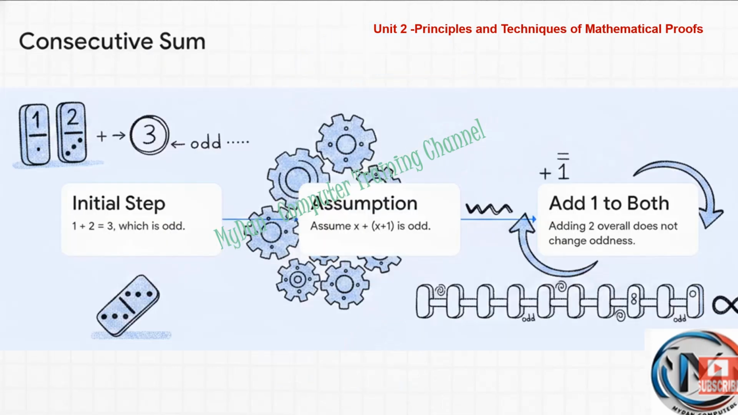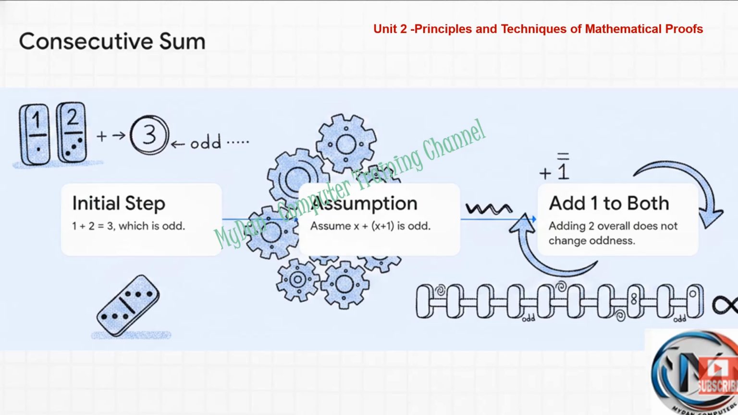Okay, here's how we elegantly knock them down using induction. Step 1, our initial step. Let's test the very first consecutive integers, 1 and 2. 1 plus 2 equals 3. 3 is odd. The first domino has officially fallen. Step 2. We assume this is true for some random number x. So, x plus its successor, x plus 1, is odd.